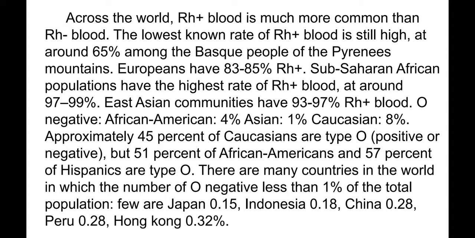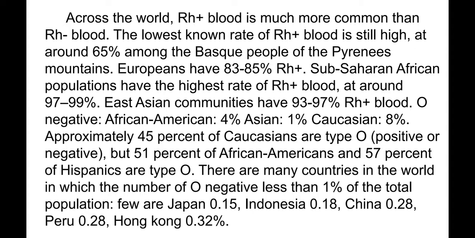Meanwhile, the sub-Saharan African population has a very high rate of rhesus positive blood. It means only 1% of Africans have rhesus negative blood, so all the rest of the population have this gene from primates. East Asian communities have a little higher number of rhesus negative blood, about 5%. So 5% of the population have rhesus negative blood, which means this gene is absent in these people.